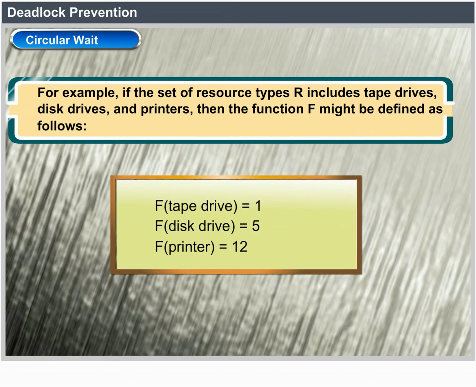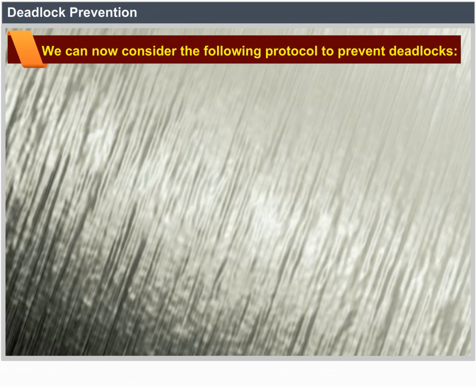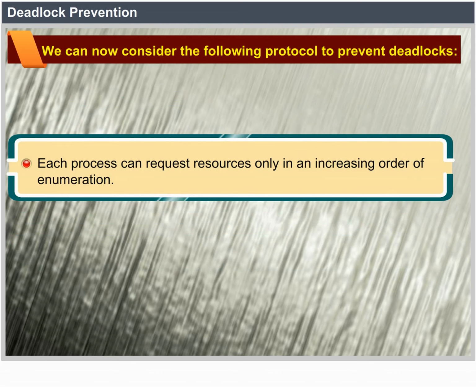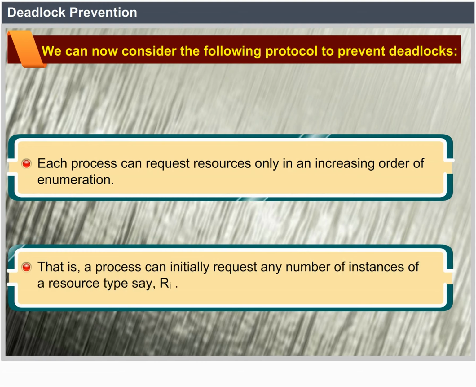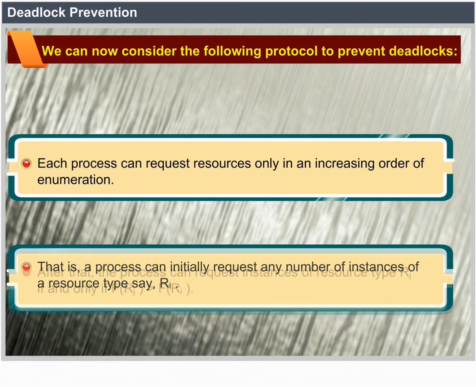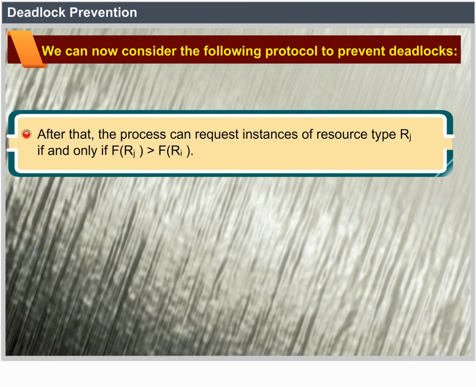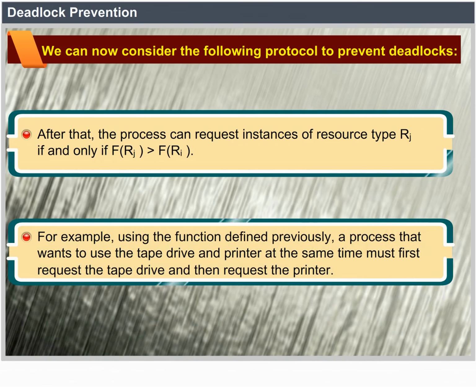We can now consider the following protocol to prevent deadlocks. Each process can request resources only in an increasing order of enumeration. That is, a process can initially request any number of instances of a resource type, say Ri. After that, the process can request instances of resource type Rj if and only if f(Rj) is greater than f(Ri). For example, using the function defined previously, a process that wants to use the tape drive and printer at the same time must first request the tape drive and then request the printer.